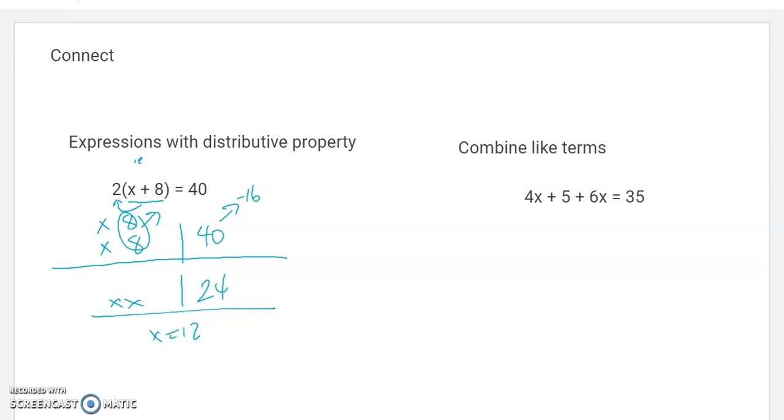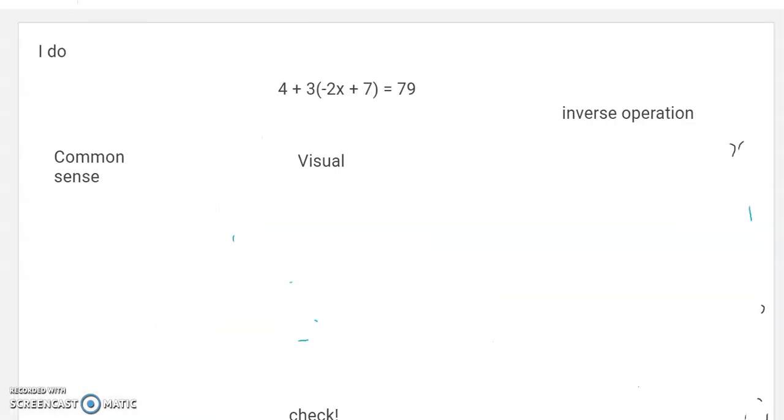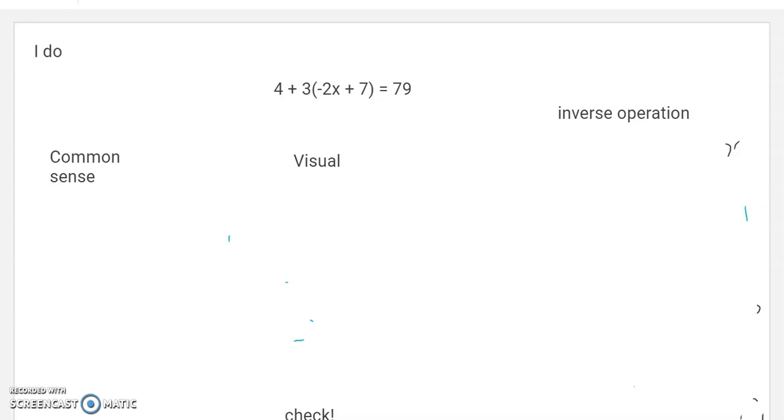The lesson before that, we looked at ones where we needed to combine like terms on one side, and so on this one we may have combined those into 10x plus 5 equals 35, and then we were ready to solve that from there. So today we're going to do problems like this where you need to do both.